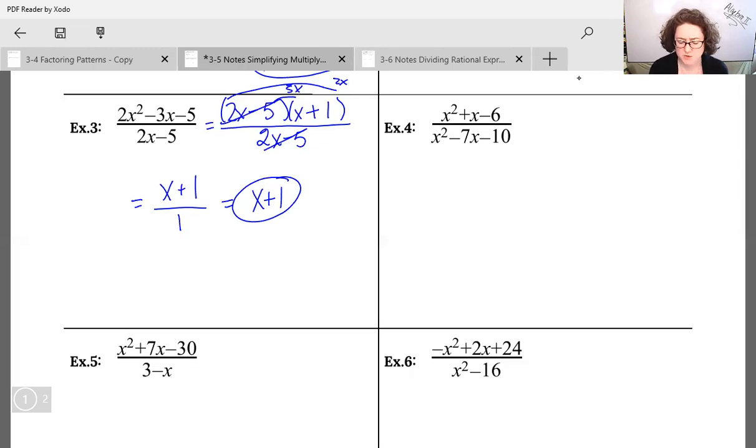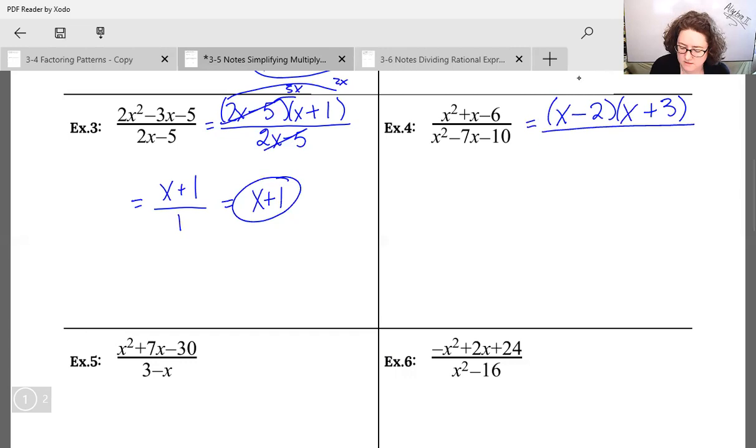Okay, let's see which one of these worked. So example 4, let's start factoring. So x squared, x times x. And then to get a 6 with a difference of +1, I'm going to use a 2 and a 3. If I add the 3x and subtract the 2x, that would give me the +x in the middle.